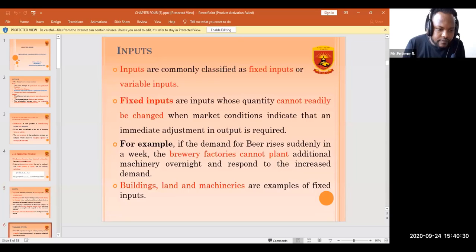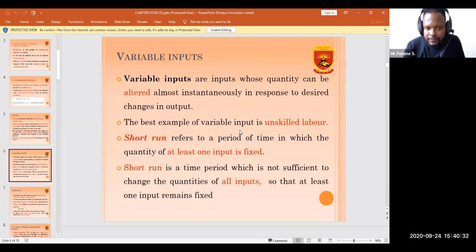So what about variable inputs? Variable inputs are inputs whose quantity can be altered almost instantly in response to a desired change in output. The best example of a variable input is unskilled labor. Unskilled labor is a variable input, so we can increase or decrease it as we like. For example, in a factory, we call in laborers when we need them and reduce them when we don't.